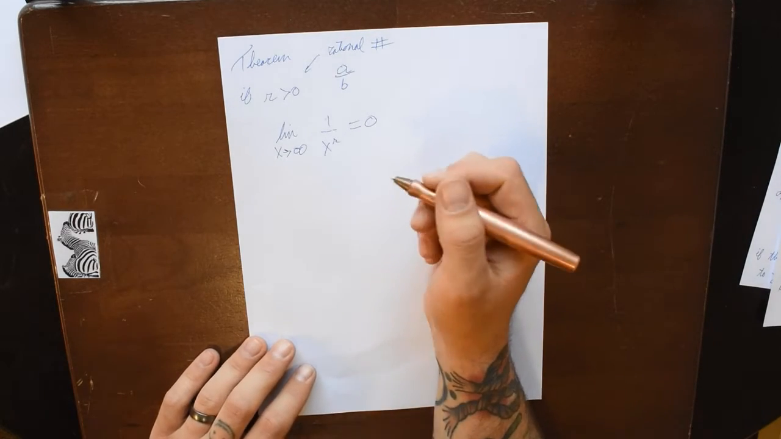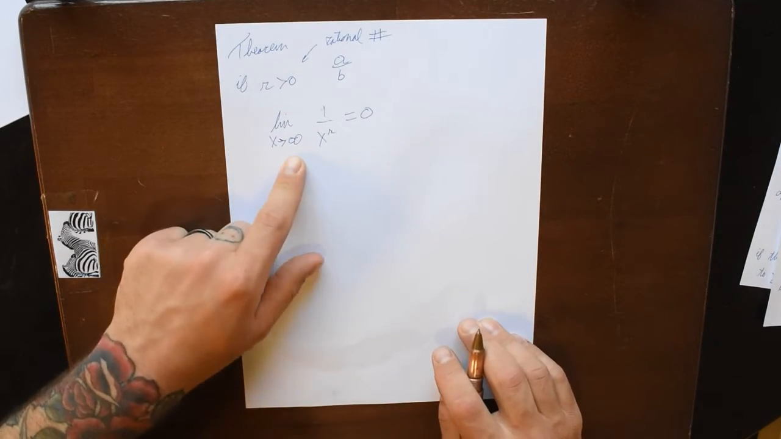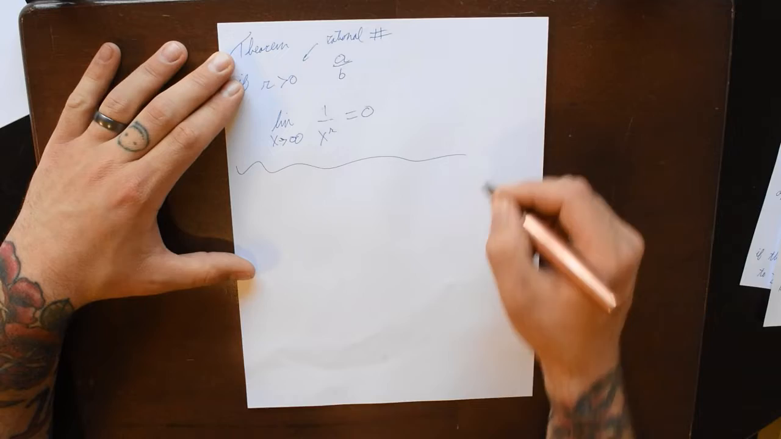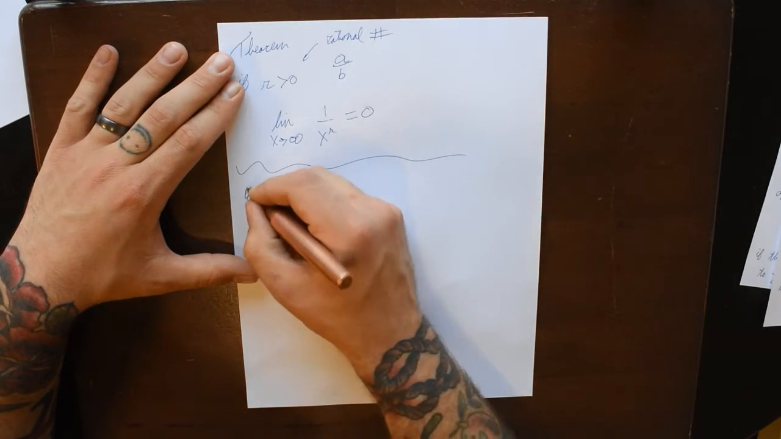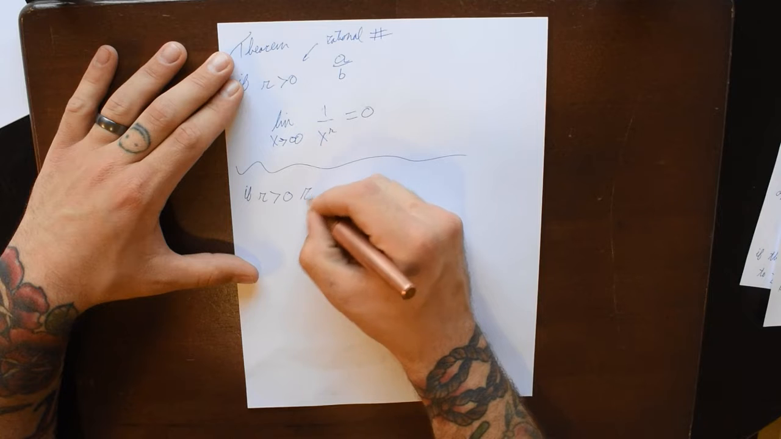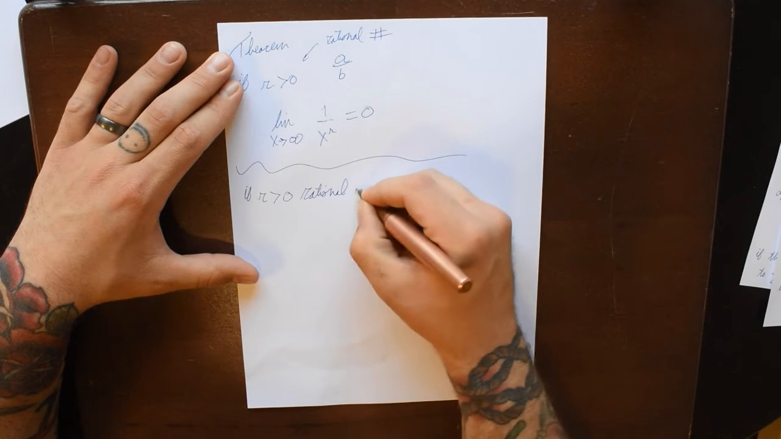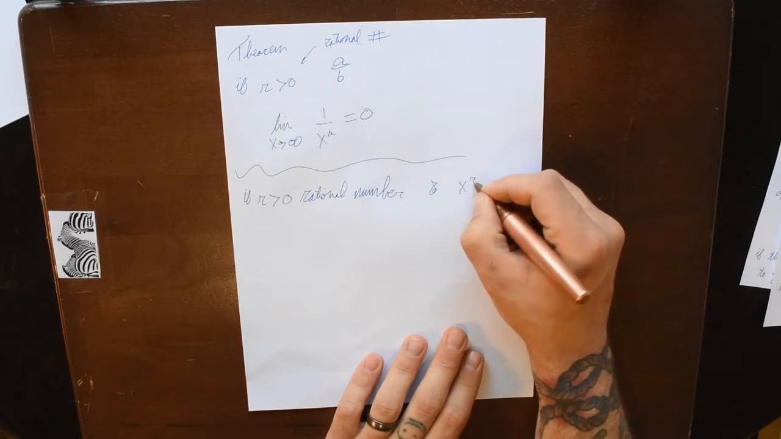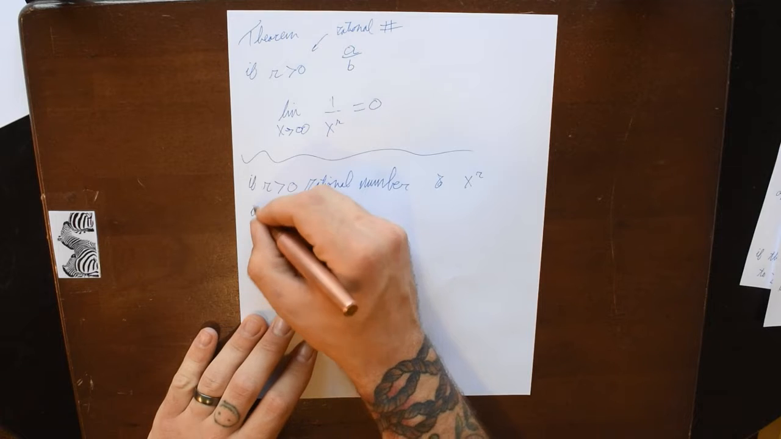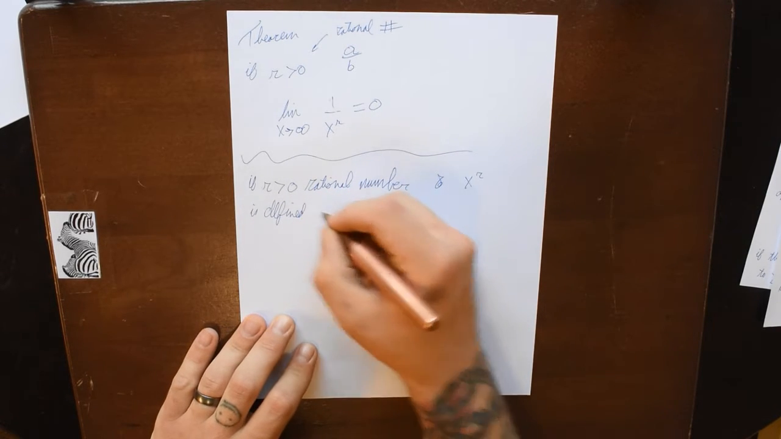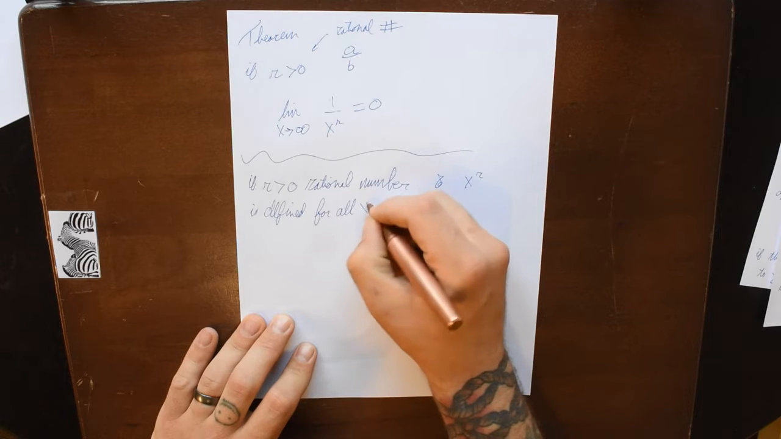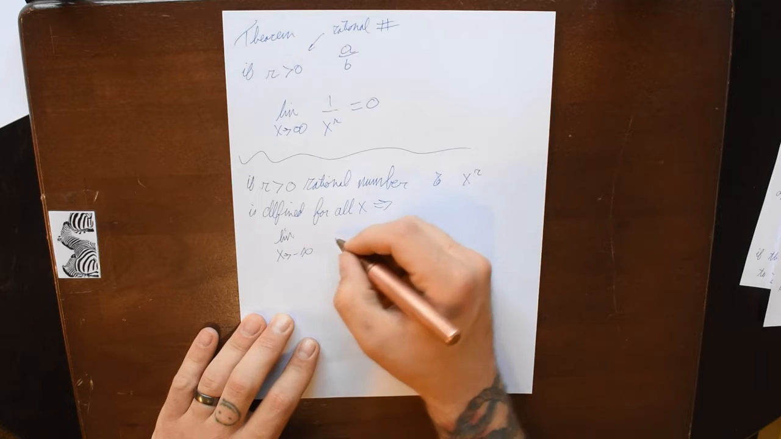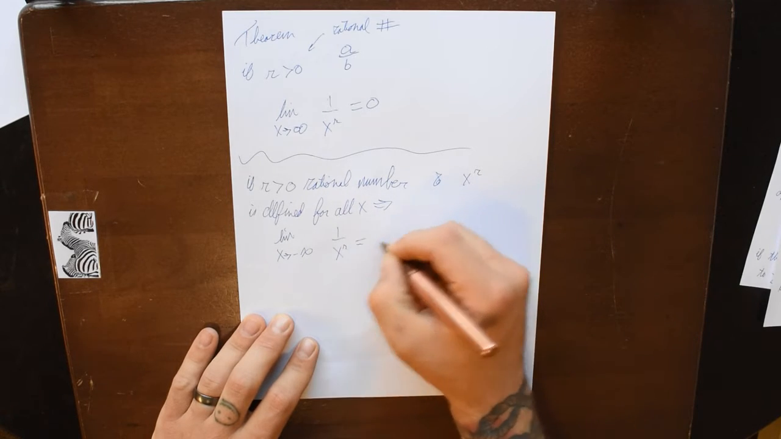Now, our second theorem, which really just takes care of limits going in the other direction. We need to be careful so we don't accidentally take a square root of a negative number. Our other theorem is also: if r is a positive rational number, and x to the r is defined for all x, then the limit as x goes off to negative infinity of 1 over x to the r is equal to 0.